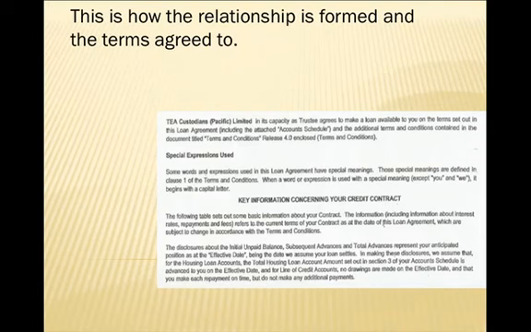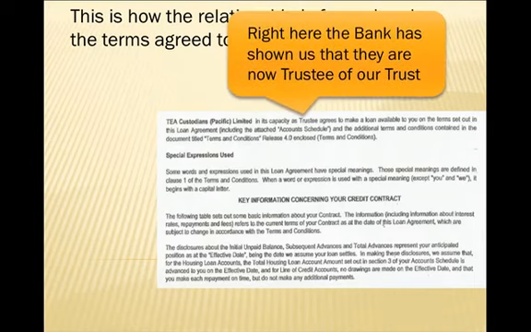Now, it's got some special expressions used here. Some words and expressions used in this loan agreement have special meanings. Those special meanings are defined in Clause 1 of the Terms and Conditions. When a word or expression is used with a special meaning, except you and we, it begins with a capital letter. So what they're telling us here is that they have got words that have special meanings, but they all begin with a capital letter. But for some reason, you and we are not with capital letters. So let's look a bit deeper.